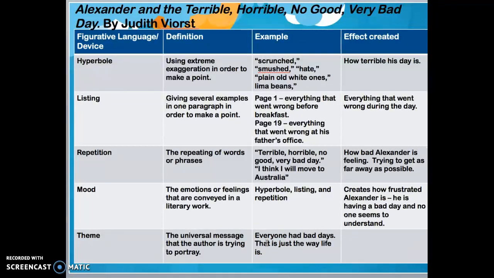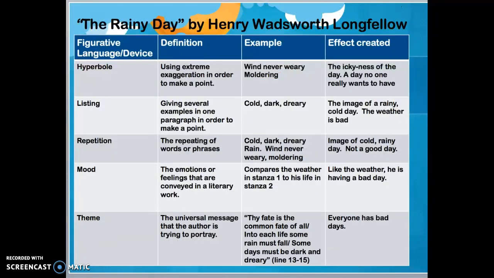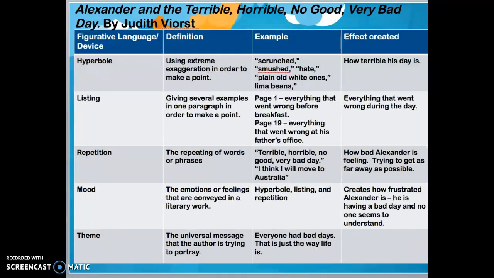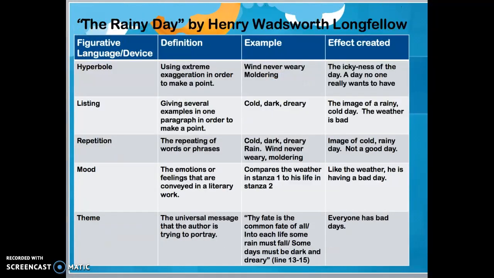Now obviously this is not the lesson that we're teaching for the literature. Usually the literature that I need to teach for theme is The Rainy Day by Henry Wadsworth Longfellow. Now what I do is I again give them the empty chart, but I'm using the exact same devices and figurative language that we saw in Alexander's Terrible, Horrible, No Good, Very Bad Day. This is really important because that way they're all looking at the same devices. We're still looking at hyperbole, listing, repetition, mood, and theme.